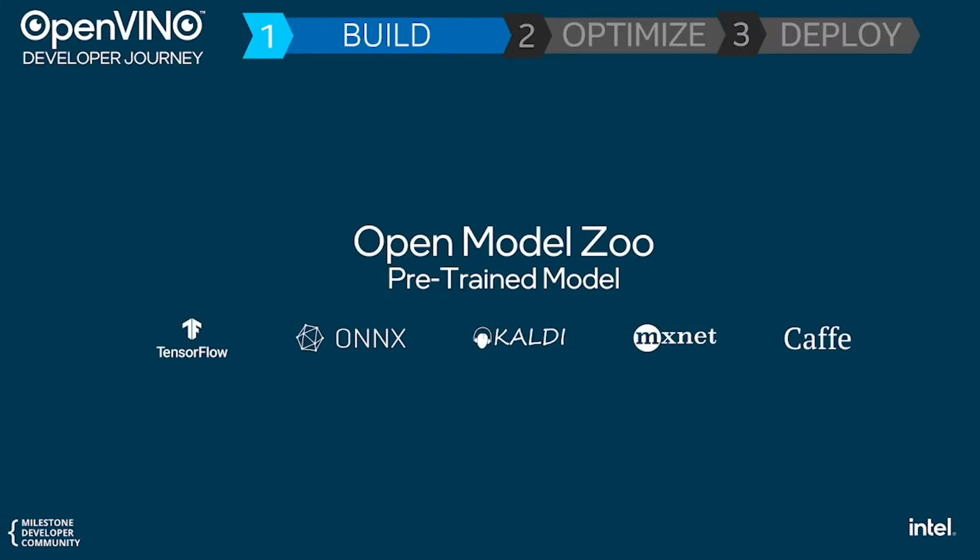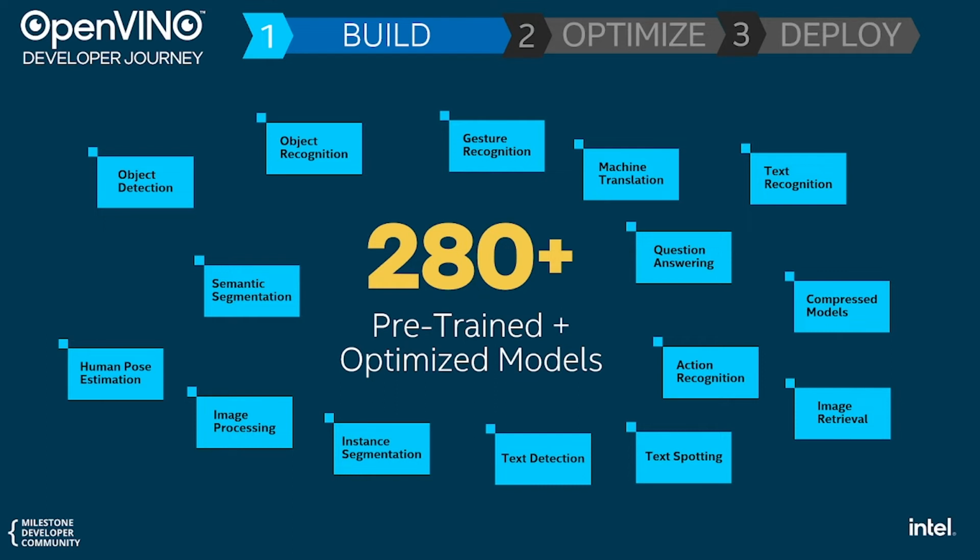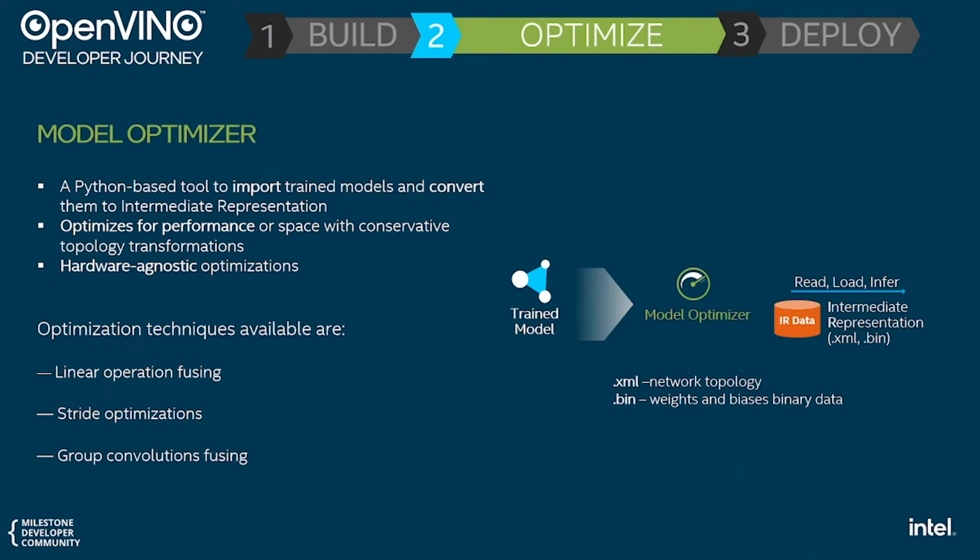First of all, building blocks. A couple of slides before, I mentioned that Intel has already done that job for you. To be more specific, we created a repository called Open Model Zoo that contains hundreds of pre-trained models supported by the popular frameworks. 280 plus pre-trained models, exactly. Object detection and recognition, text and speech analysis models, image segmentation, human pose estimation, almost any kind of use case you need is there. The next part of our journey is optimization.